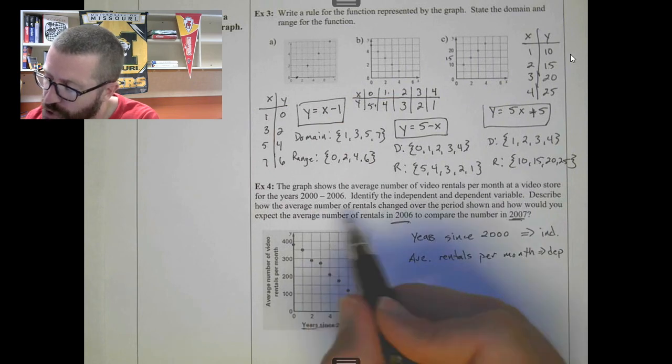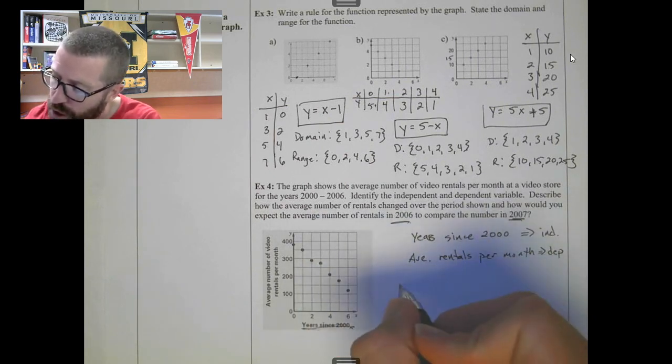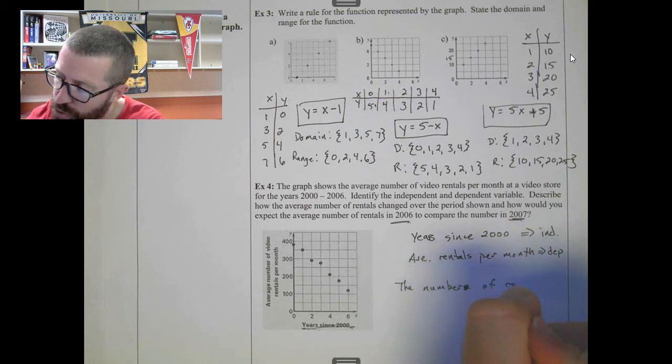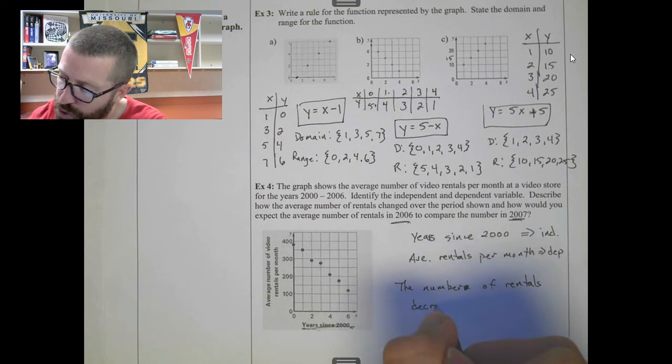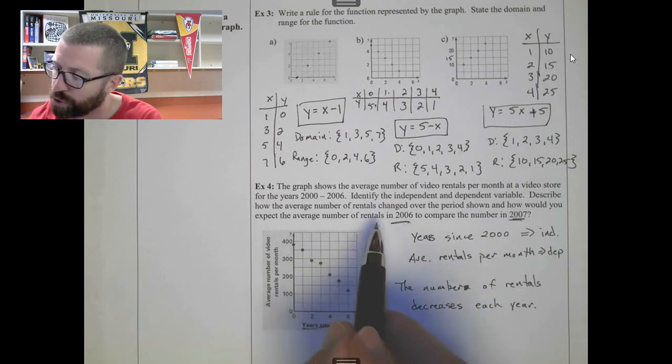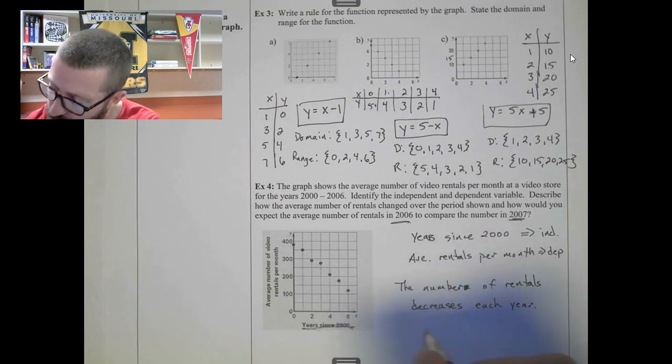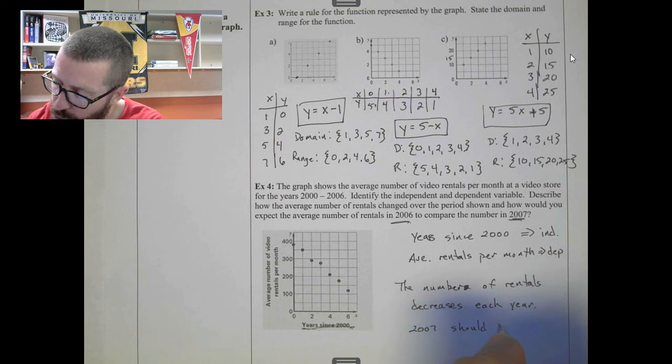So describe how the average number of rentals changed. We'll say the number of rentals decreases each year. And how would you expect the number of rentals in 2006 to compare to the number in 2007? We'll say 2007 should have fewer rentals.